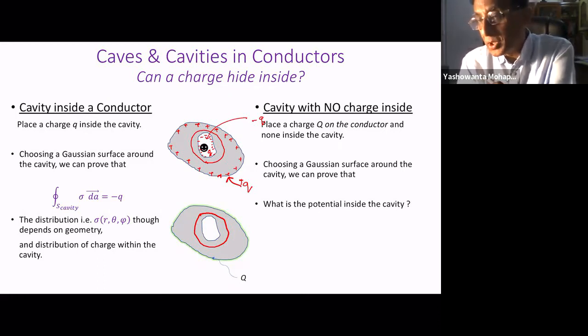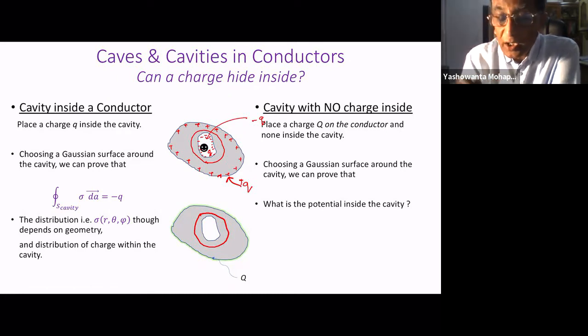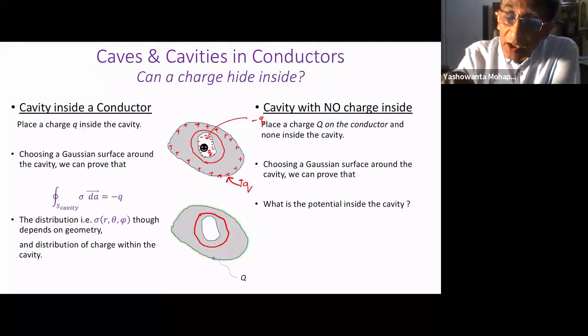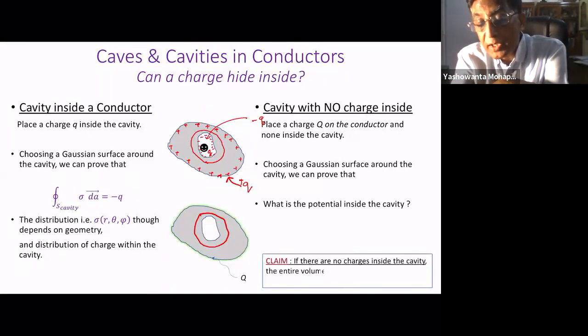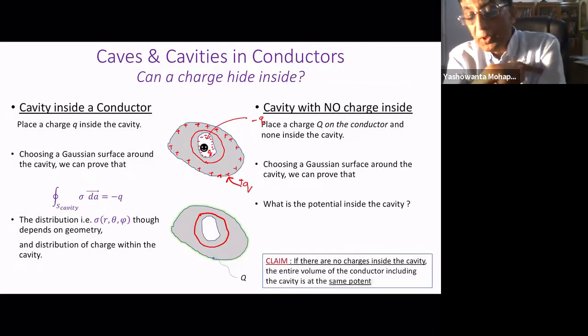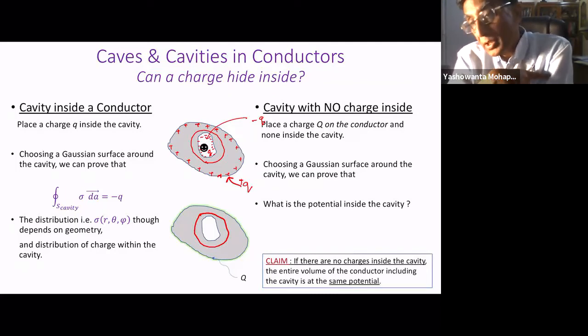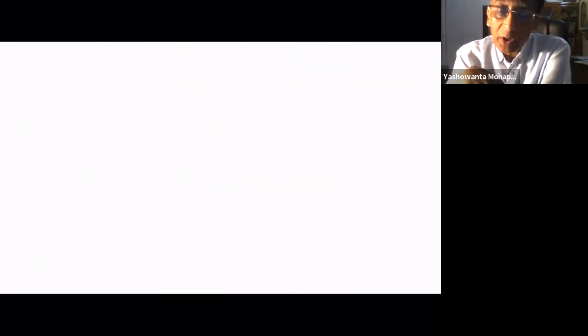If the electric field has to be zero, then there is no contribution from the cavity itself, and hence it would be at the same potential. So the whole conductor, if there is no charge, must be. So you can make that claim: if there are no charges inside the cavity, the entire volume of the conductor, including the cavity, is at the same potential. We'll have several problems dealing with that.